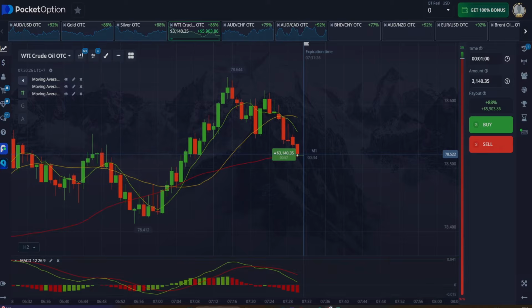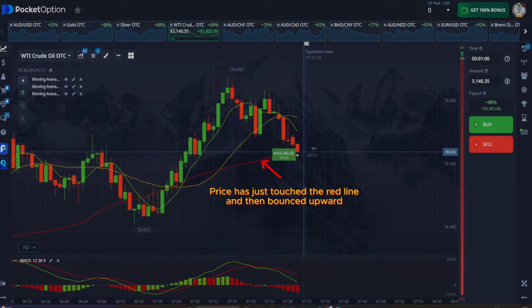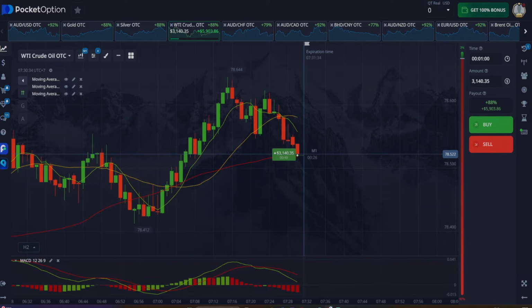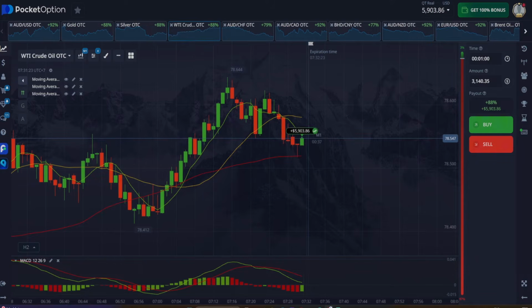I'm entering a buy position because the price has just touched the red moving average line, which acts as dynamic support and then bounced upward. This bounce indicates that the support level is still holding strong and buyers are regaining control. That makes this a valid signal to take a buy with high probability of profit. Let's see how the price reacts. Okay, profit. Now it's time to open the market again and look for the next opportunity.